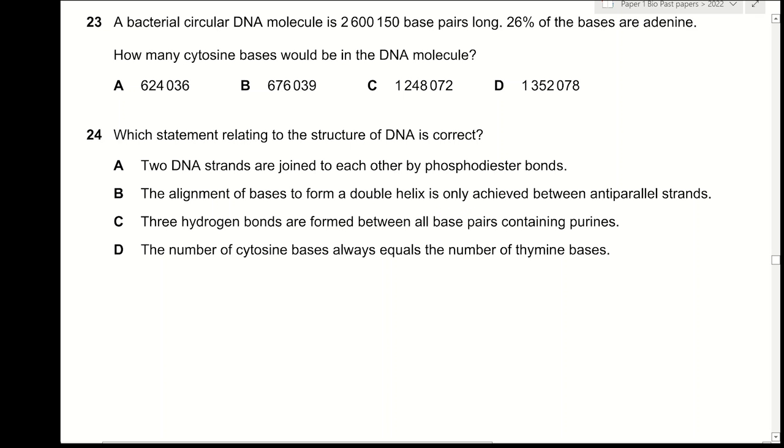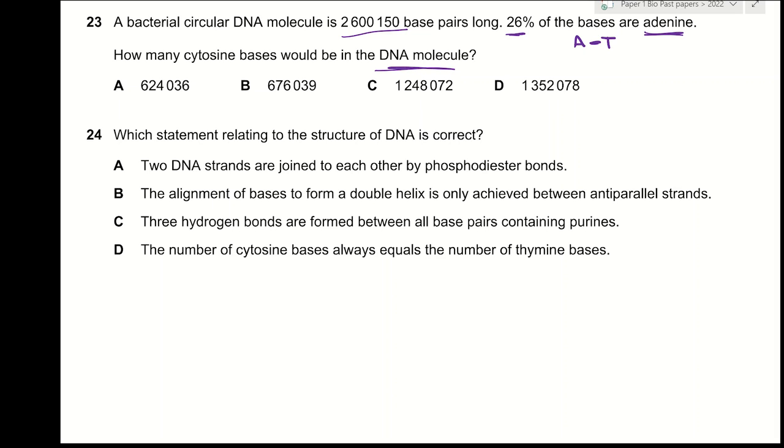23. A bacterial circular DNA molecule is this number of base pairs long. 26% of bases are adenine. How many cytosine bases would be in the DNA molecule? Now, if we know that there are going to be 26% of adenine, then as we all know, adenine binds to thymine via complementary base pairing. Therefore, if 26% of adenine is available, then also 26% of thymine is going to be available in these strands.